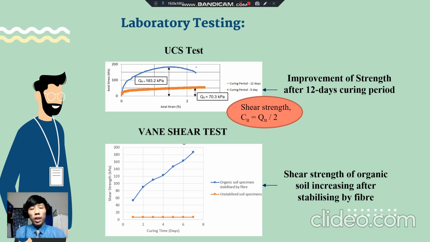Next is the vane shear test. It is clearly shown that the shear strength of the organic sand stabilized by fiber is increasing after 7 days of curing period, while the unstabilized organic sand remains constant in shear strength after 7 days of curing. This result shows that the shear strength of organic soil is increasing after stabilizing by fiber.